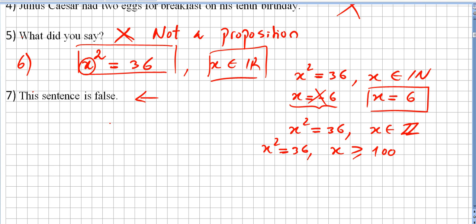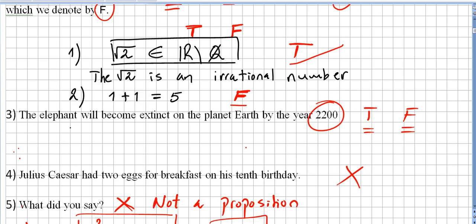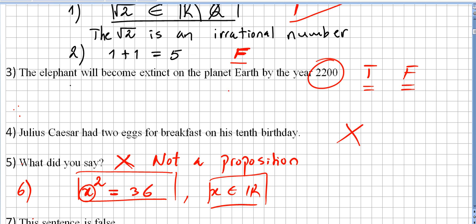and in the last example of propositions we had this one: this sentence is false. So we had examples of propositions that were true. We had some other examples that were false. We had some other examples like this one: the elephant will become extinct on the planet Earth by the year 2200. Well, it will be true or false, but we still don't know.